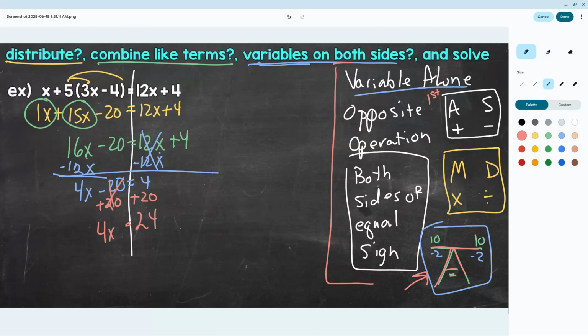Now, when I get to this point, I look and I say, hey, the variable is next to a number. So this means multiply. 4 times some number, and the opposite of multiply is to divide. So 4 divided by 4 is 1. So x equals 6. Okay. So if I plug in 6 for all of these x's, it'll be the exact same thing on both sides of the equal sign.